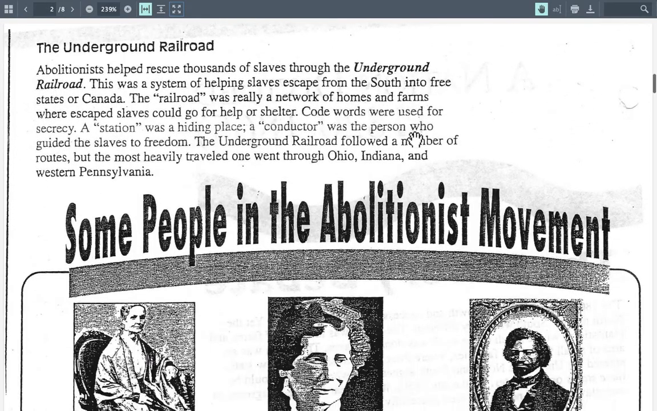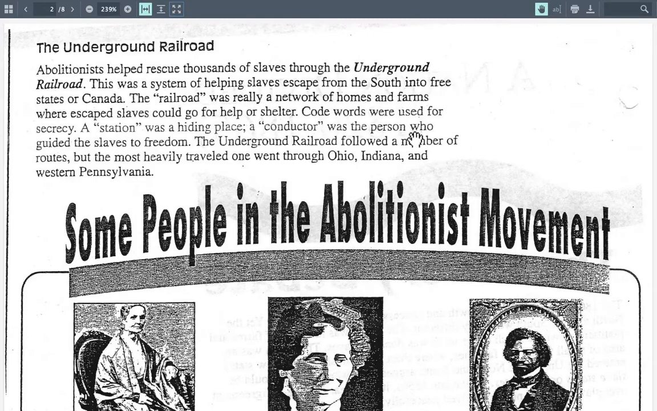The Underground Railroad. Abolitionists helped rescue thousands of slaves through the Underground Railroad, which was neither underground or a railroad, but I digress. This was a system of helping slaves escape from the South into free states or Canada. The railroad was really a network of homes and farms where escaped slaves could go for help or shelter.